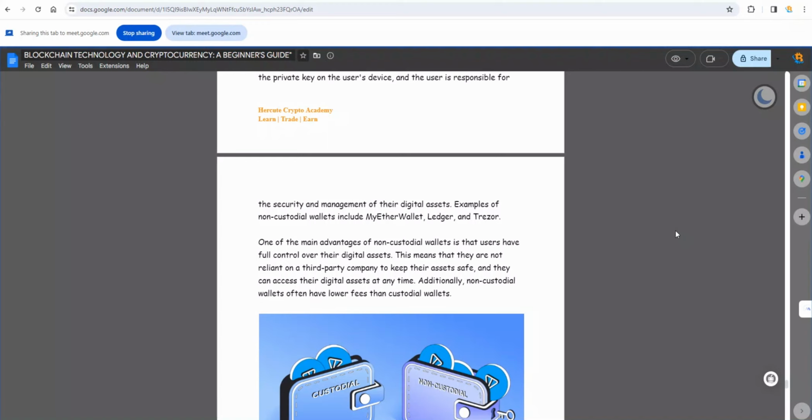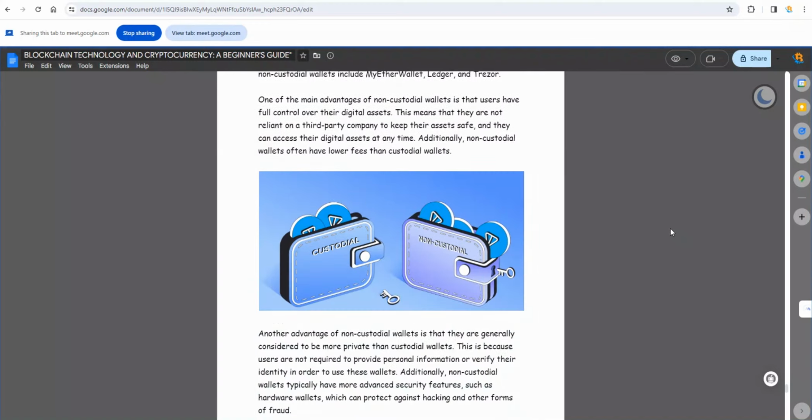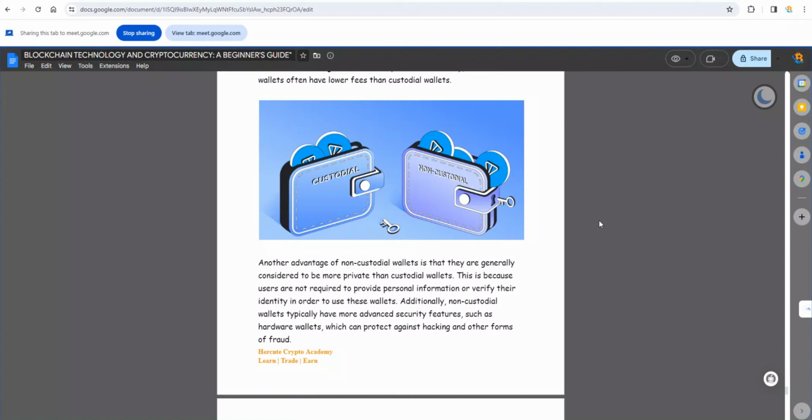And additionally, non-custodial wallets often have lower fees than custodial wallets, because remember, the custodial wallets are there for business and they will offer you free wallets, but of course they will be making something from you on the transactions, and you end up paying higher fees than what you could pay on non-custodial wallets.